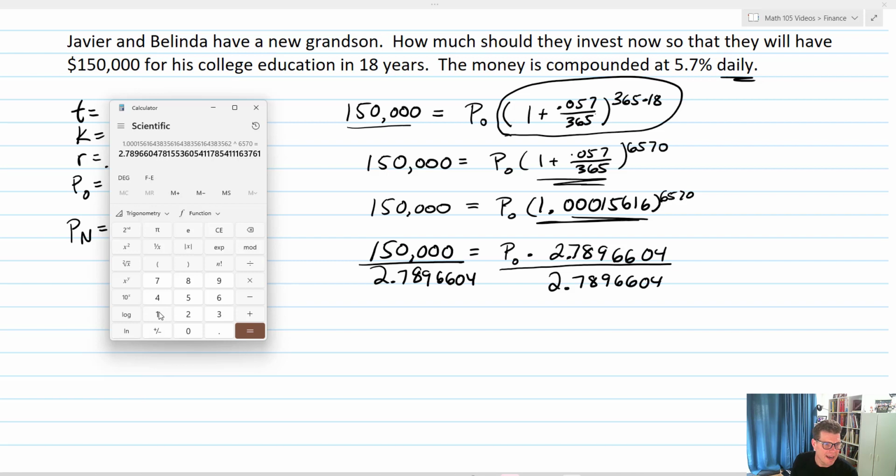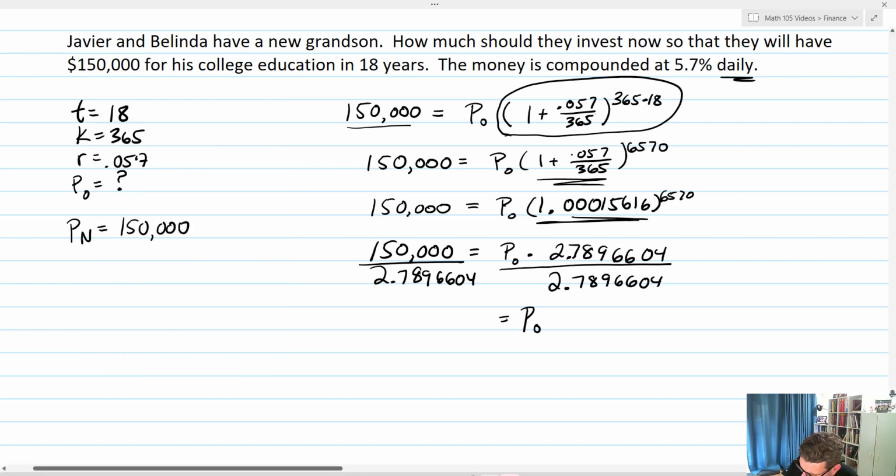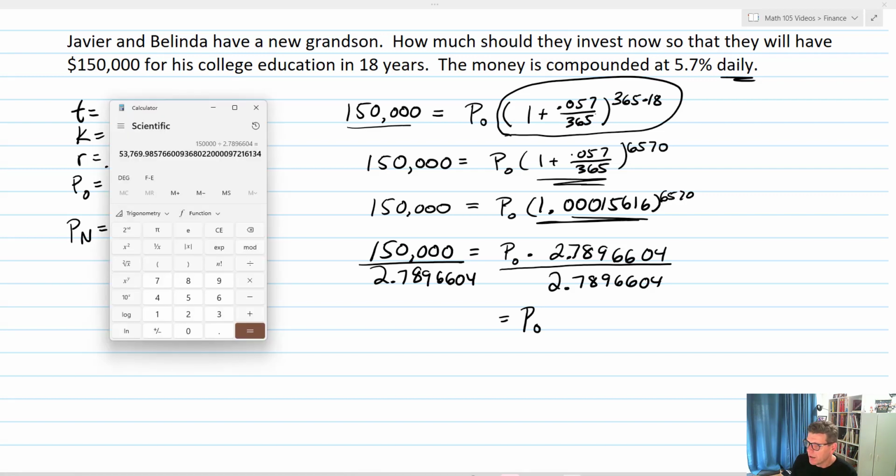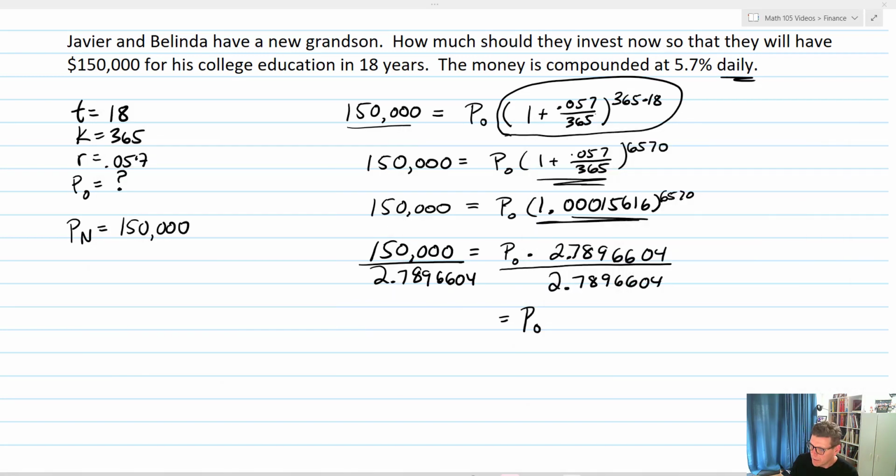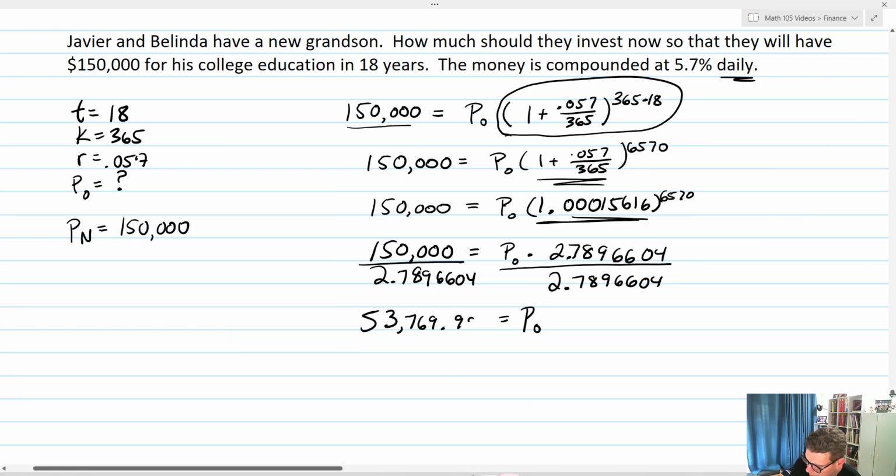Okay, so that's going to be 150,000 divided by 2.7896604, and that gives me $53,769.99, because the 5 is going to round up, and so that's how much we have to put in as principal. So P naught is going to then equal that value. That's $53,769.99.